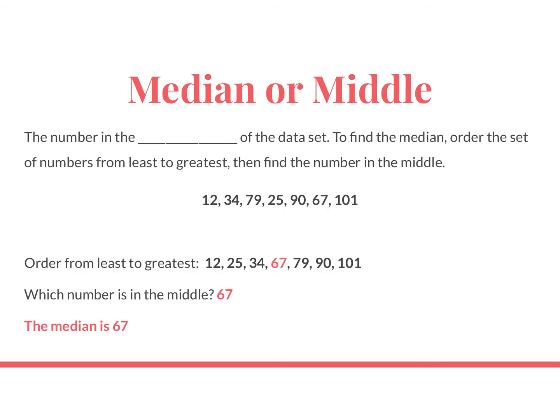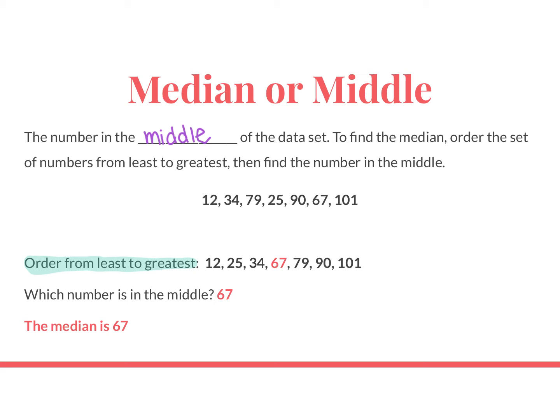The median is the number in the middle of the data set. To find the median, we will order the set of numbers from least to greatest, then find the number in the middle. Down below, we have a set of data, and then we see that it's been reordered from least to greatest. So that's our first step. Then we need to figure out which number is in the middle.